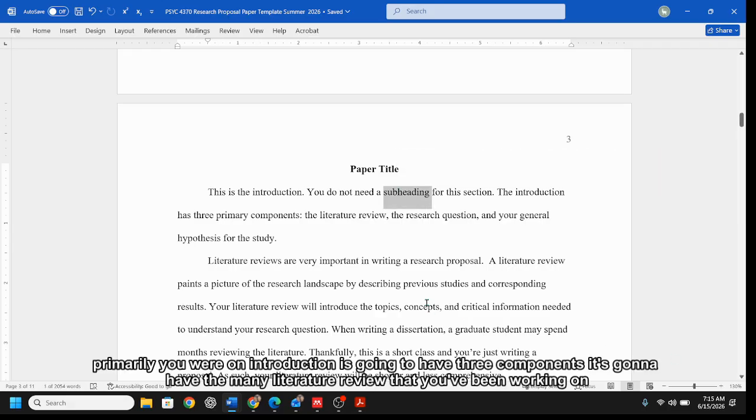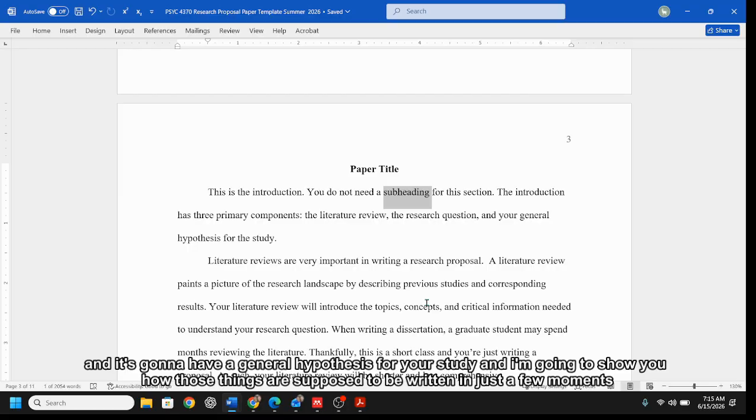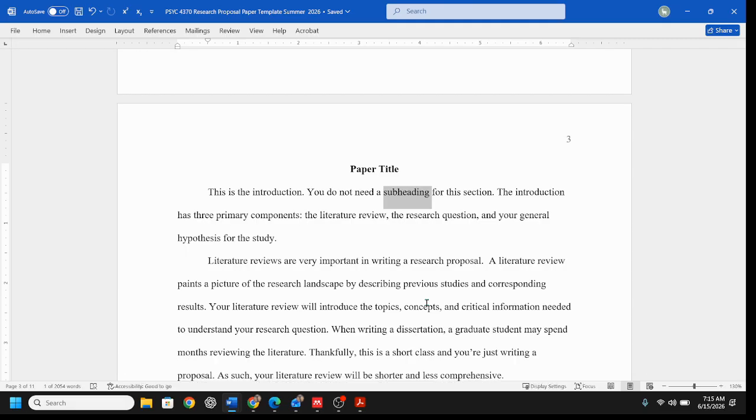Primarily, your introduction is going to have 3 components. It's going to have the mini literature review that you've been working on. It's going to have a repetition of your research question, and it's going to have a general hypothesis for your study. And I'm going to show you how those things are supposed to be written in just a few moments.